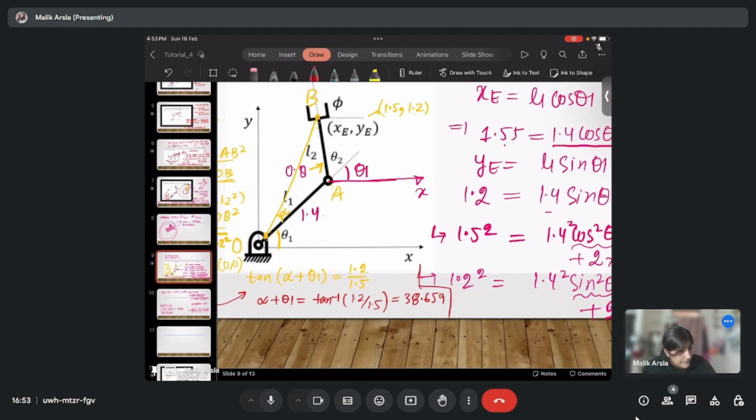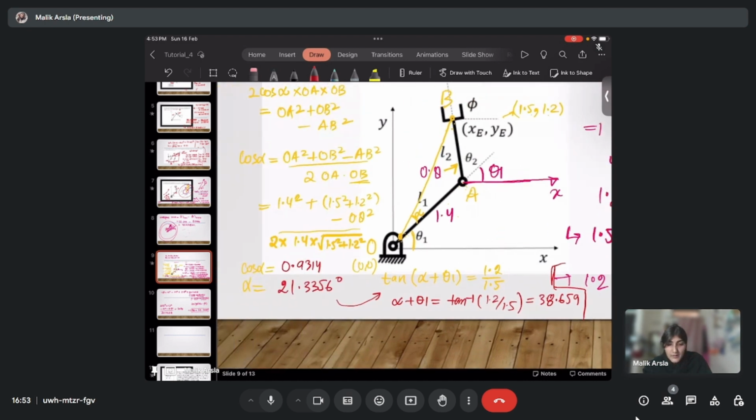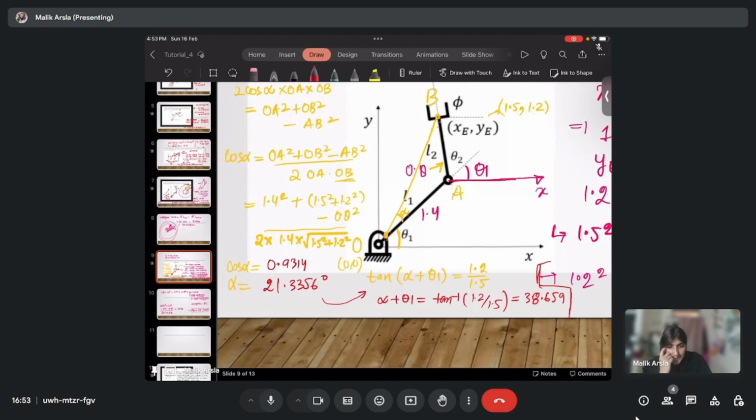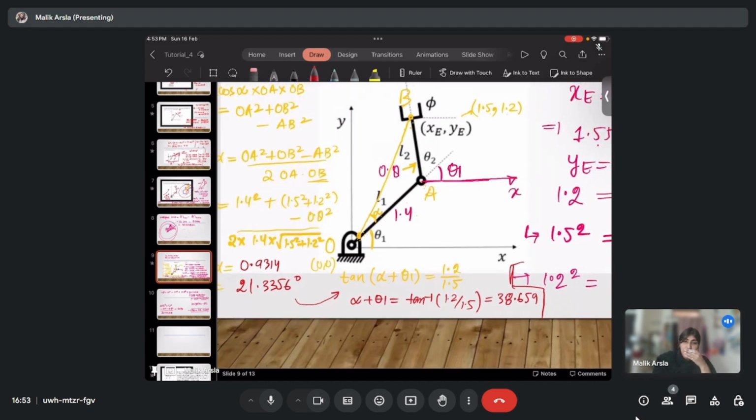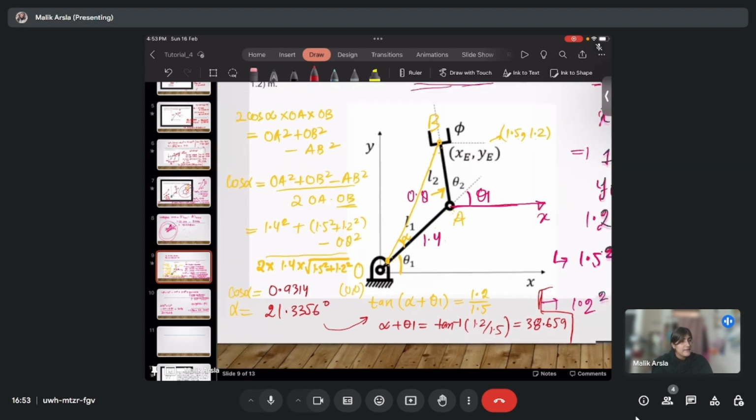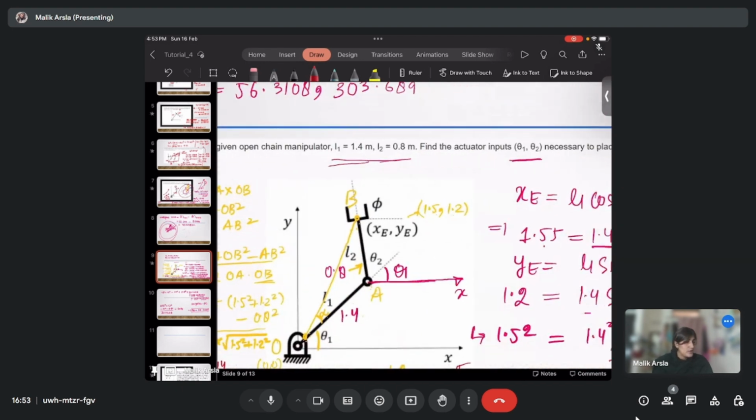Alpha was coming 19 point something. By the way, it was 1.55, so maybe that will make a change, because I've taken it as 1.5. But when I calculated it, there were only minor differences in the answer, in the decimal point. But if it's 1.55, please take it 1.55 only.